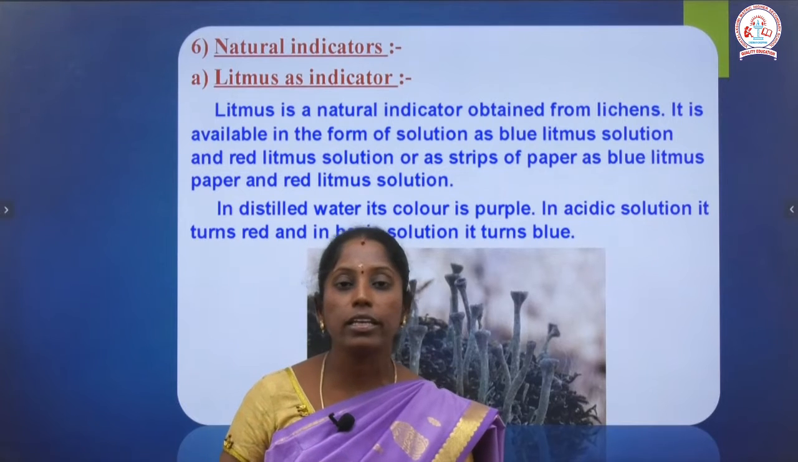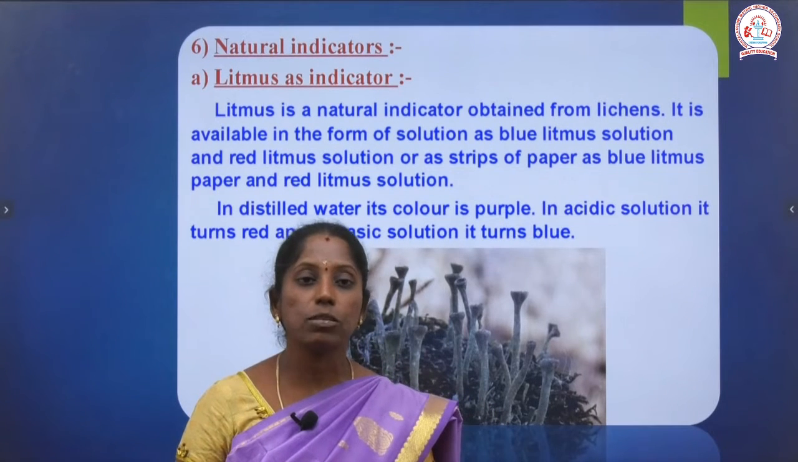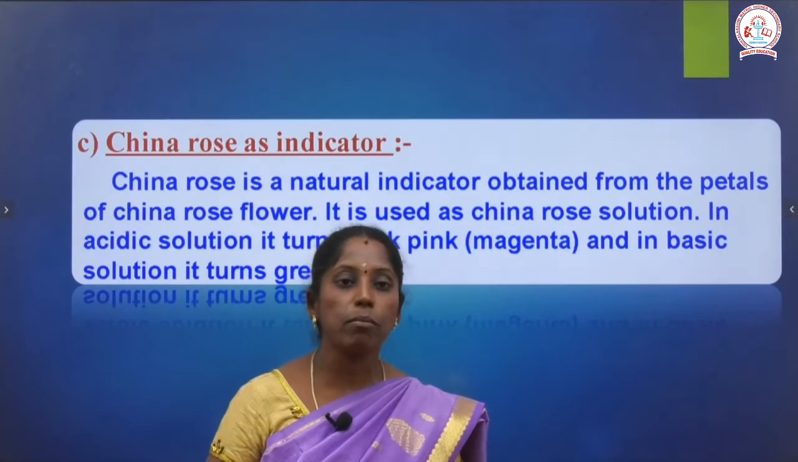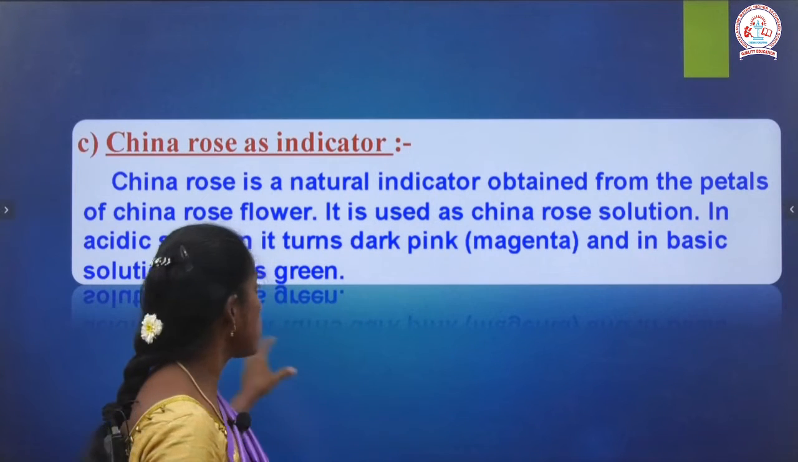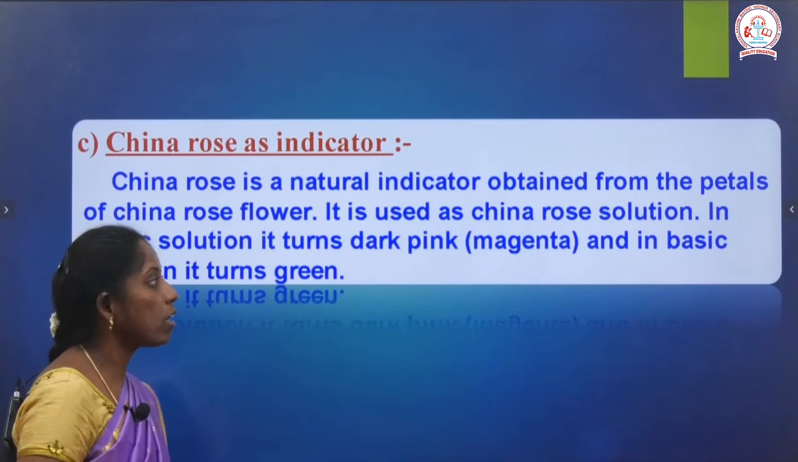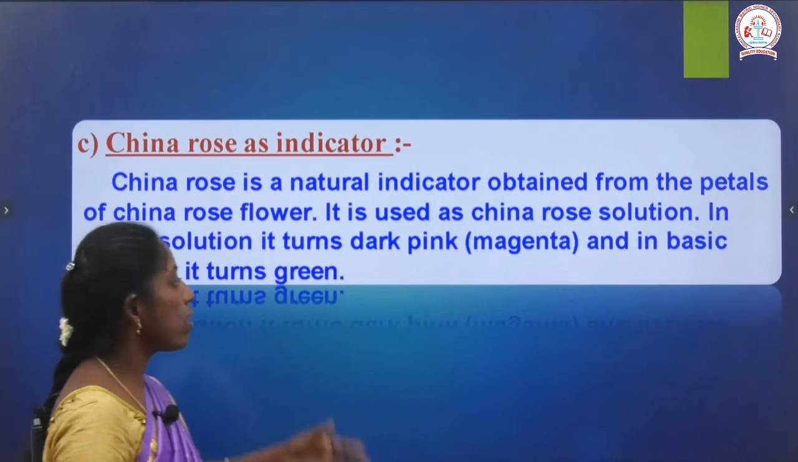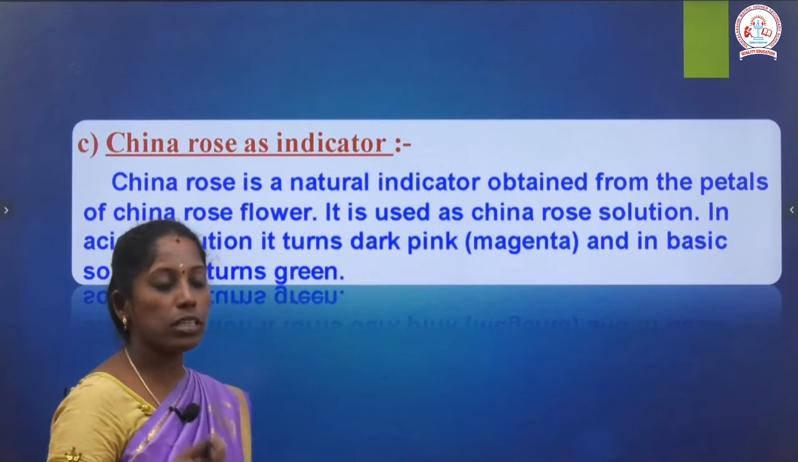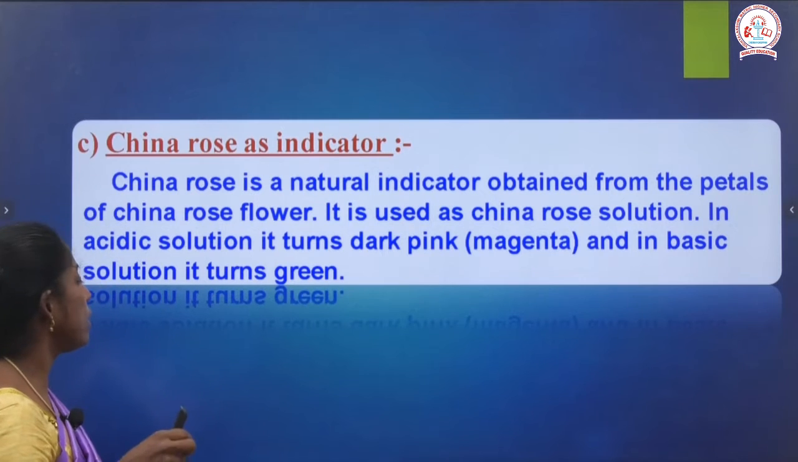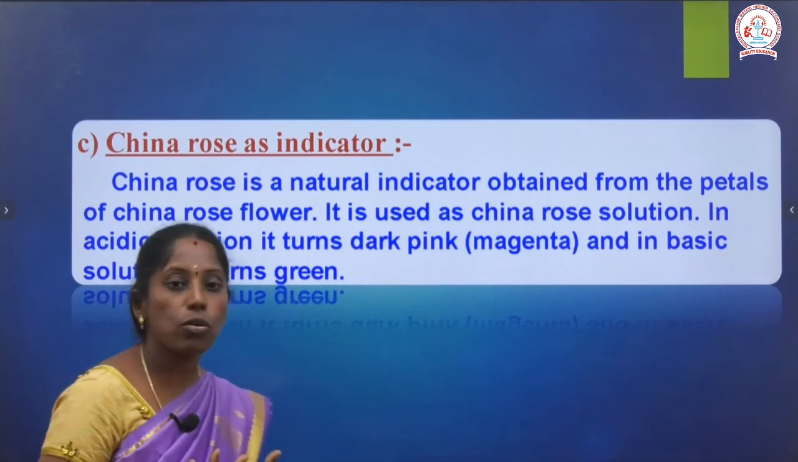This is a natural indicator we get from the lichen plant. Then the next one is China rose indicator. We use petals like rose petals. This is called China rose flower. We take the petals and dip them in water, and we can get the China rose solution.